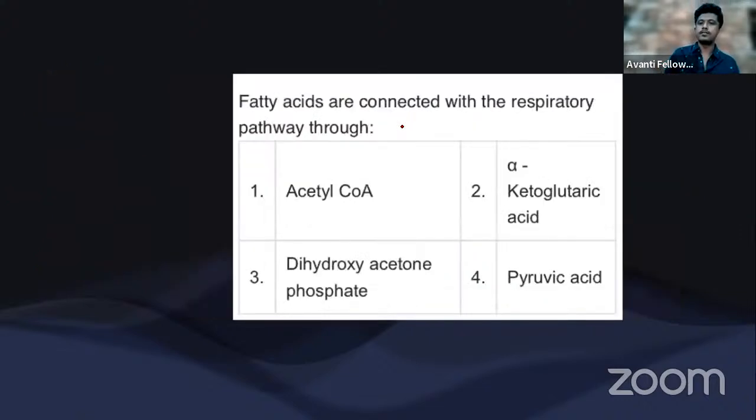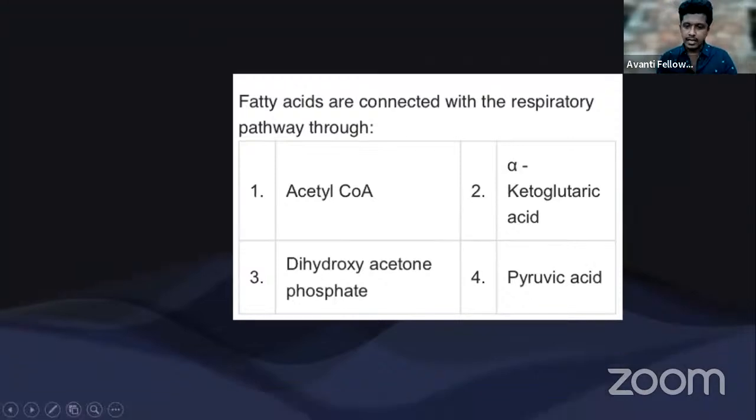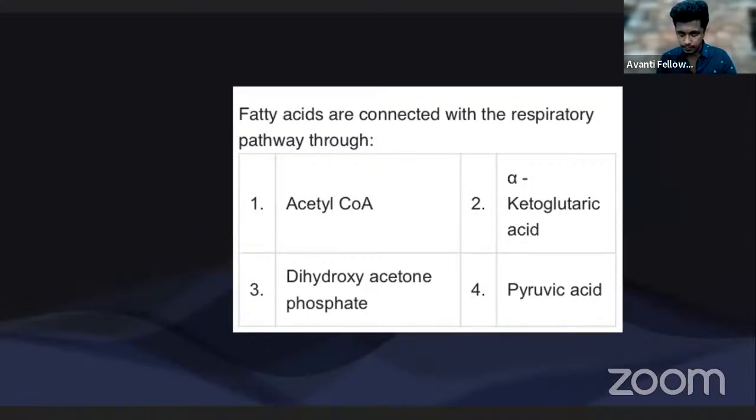So can we go for the next question? Come on, students, give me some encouragement. I need your answers. So let's go for the next question. The next question says, fatty acids are connected with the respiratory pathway through acetyl-CoA, alpha-ketoglutaric acid, dihydroxyacetone phosphate, or pyruvic acid. So this is the question. How is fatty acid connected to our respiratory pathway? What's the connecting link between these two?